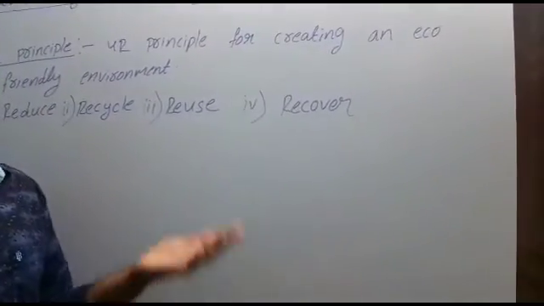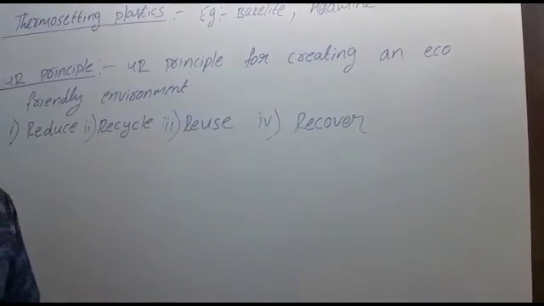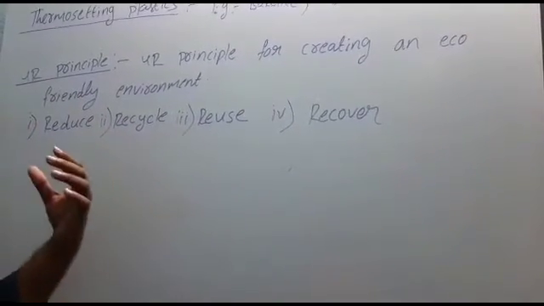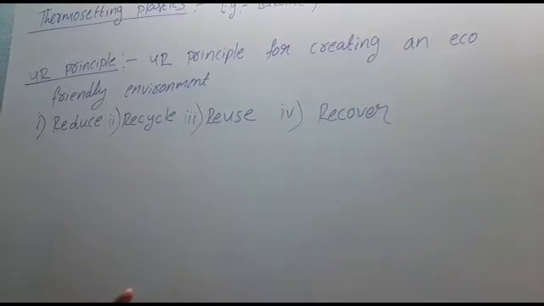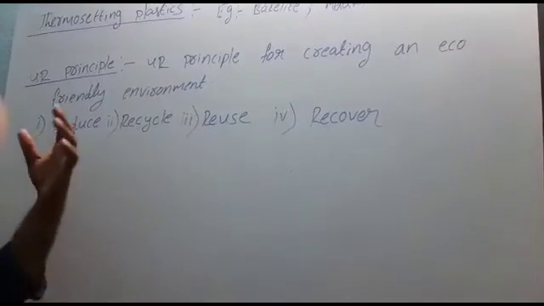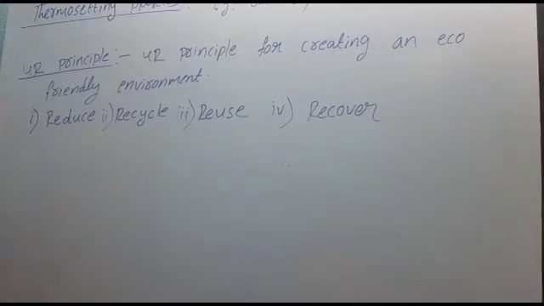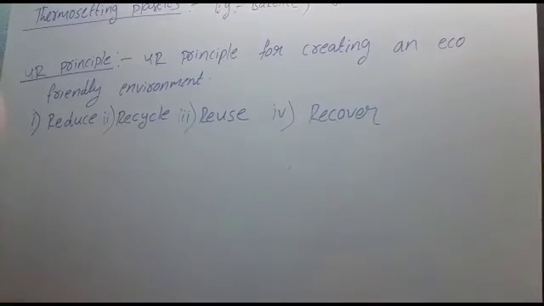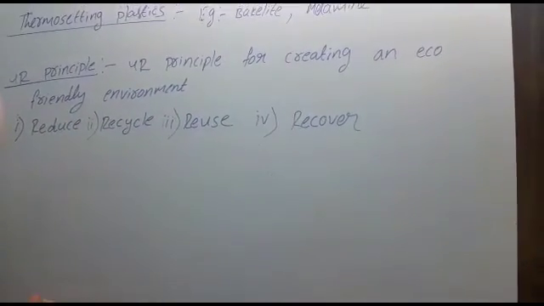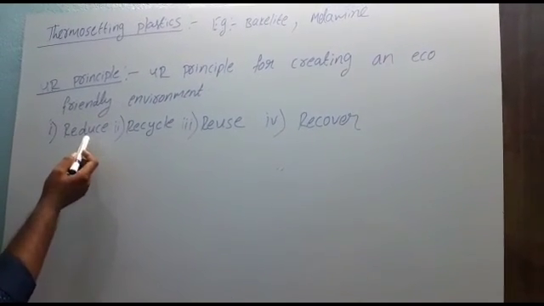But plastic is very harmful for our environment. But plastic is also very compulsory in our daily life. So plastic is harmful for the environment, and at the same time it is very useful for us. So we can follow the 4R principle to control plastic use. The 4R principle is for creating an eco-friendly environment. That is reduce, recycle.